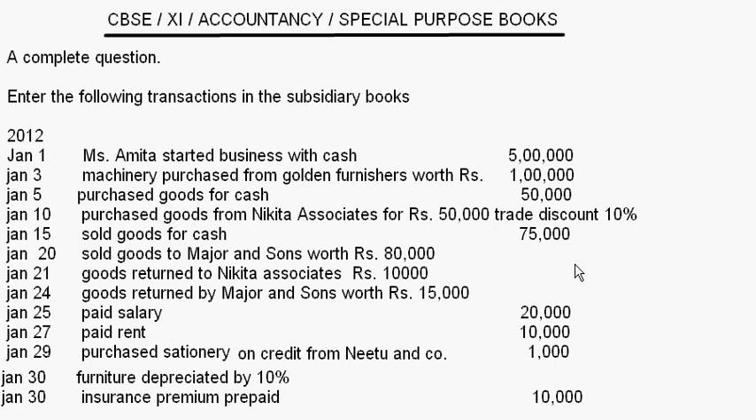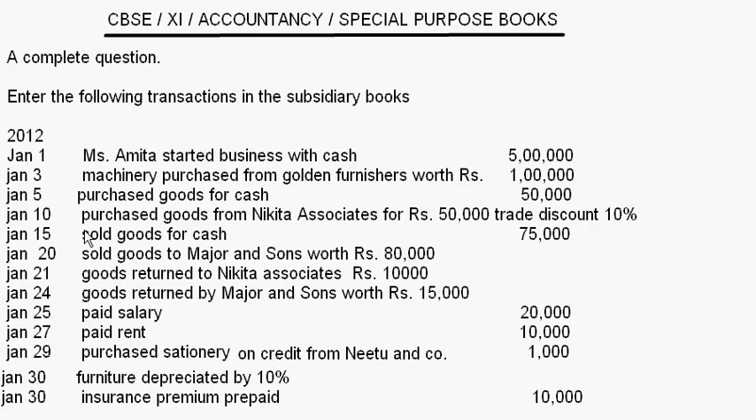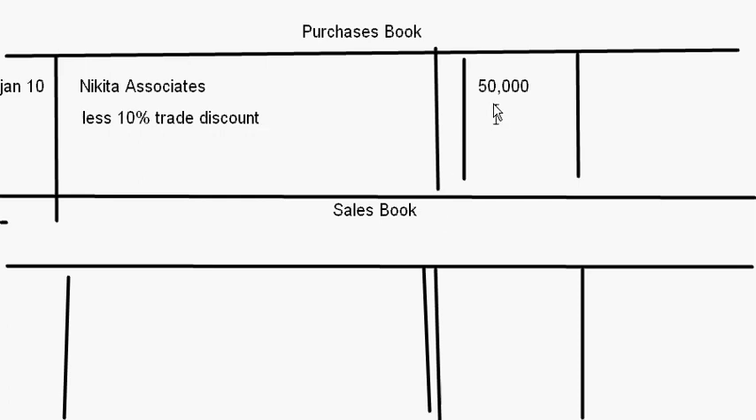Purchase goods from Nikita Associates for ₹50,000, trade discount 10%. Now this is purchasing of goods on credit, right? So this will go into the purchases book. Now the date is January 10th, right? So here we'll have January 10th and here I'll write Nikita Associates, right? It's 50,000 less 10% trade discount. So 10% on 50,000 is 5,000 rupees. So I'll have to deduct 5,000 here and then put it in the amount column. So this is basically 45,000, right? Okay.